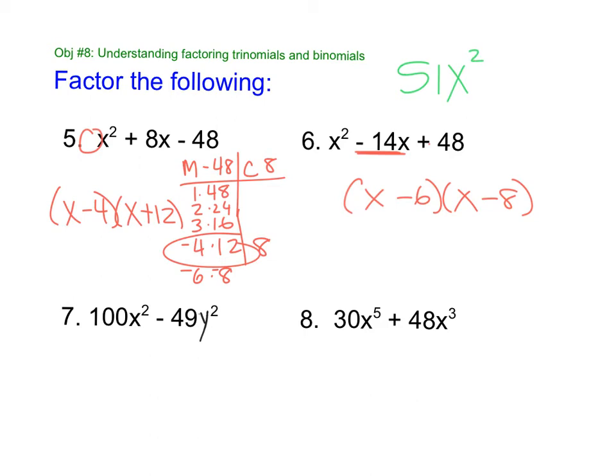So that's a dots because you can't divide by anything. So for this one, what times itself is 100x squared? 10x times 10x. What times itself is 49y squared? 7y, 7y. Plus and minus.